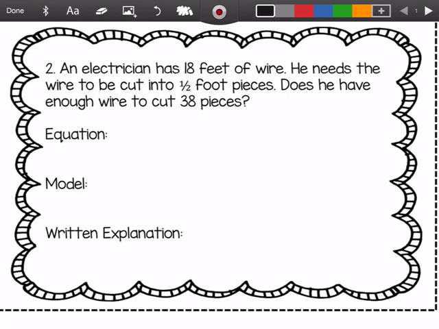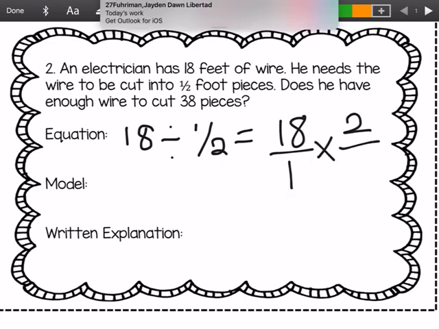Well, what are we dividing? Are we dividing the 1/2 foot, or are we dividing the 18 feet of wire? Yes, we are dividing the 18 into what size pieces? Yes, 1/2. Okay, so my model would look like what? I would divide 18, right, and divide each of those models in half. So I know that I started with a whole number, so I'm going to have to end with a whole number. I'm going to do the quick shortcut, which means 18/1 times the reciprocal of 1/2, which is 2/1.